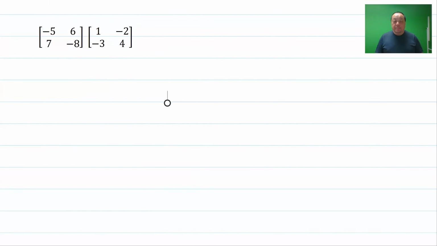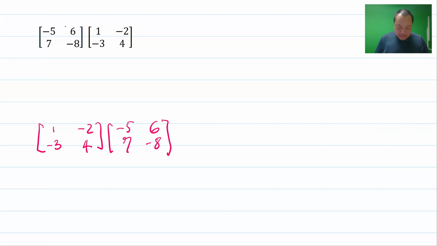Let's do one more example. These are the same two matrices you saw earlier. But last time we were multiplying 1, negative 2, negative 3, 4 times negative 5, 6, 7, negative 8. This time we're switching the order and we're multiplying. So when we switch the order, we have to double check to make sure that the answer works, right?